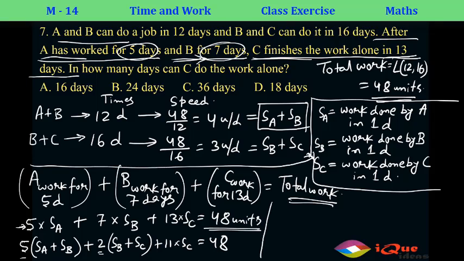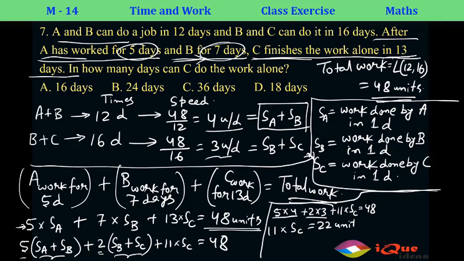Now what is the benefit of doing this? I hope you can see that. We have the value of SA plus SB, that is 4 units per day. We have the value of SB plus SC, that is 3 units per day. So put it here. It becomes 5 into 4 plus 2 into 3 plus 11 into SC, that is equal to 48. Now 5 into 4 is 20. 2 into 3 is 6. 20 plus 6 is 26. 26 goes to the other side. 48 minus 26 is 22. So that means 11 into speed of C is 22 units. That means speed of C is 22 by 11, which is 2 units per day.